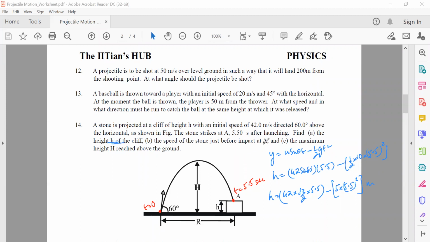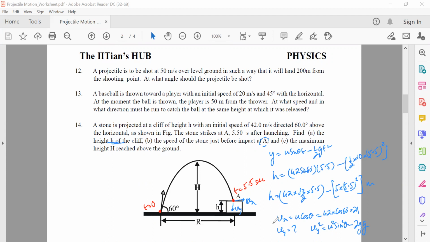And the speed of the stone at the time of impact, we can calculate like this. If it has a vertical speed vy and a horizontal component vx, then vx is u cos theta, so that is 42 into cos 60, or 21. Now vy, the easiest way to calculate vy is to use vy square equal to u square sine square theta minus 2gy. Okay. And put the value of y as h, which you got above.